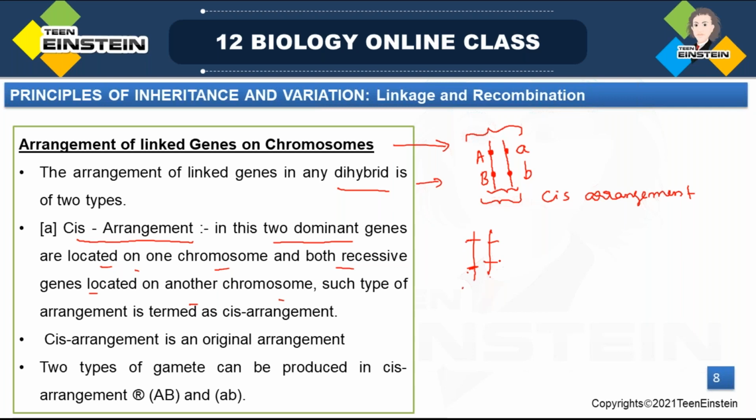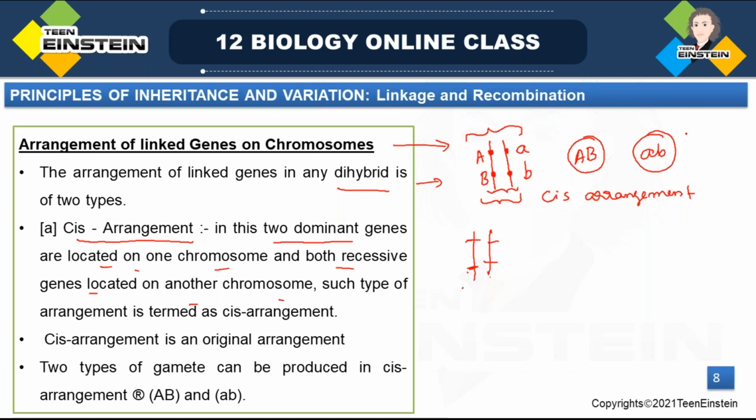So two types of gametes can be produced in cis arrangement. Which are the two gametes? From this one, gamete AB, and from this other, gamete ab. There are two types of gametes. This gamete has dominant genes, and this gamete has recessive genes. This is called cis arrangement.